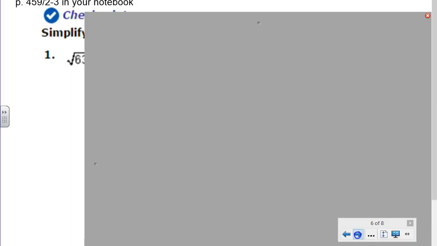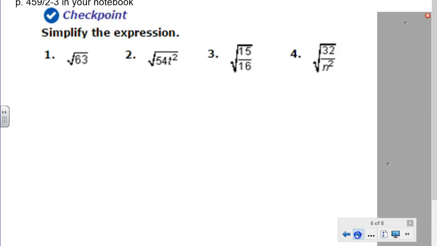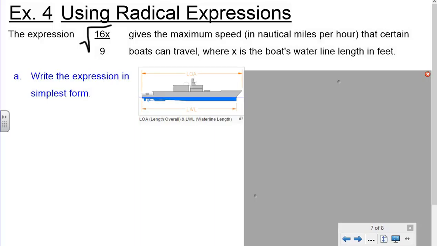Okay, so you're going to simplify the expression. These 4. 1, 2, 3. Oh, actually, I said 2 and 3 in your notebook. So go ahead and, all right, the expression, the square root of 16x over 9, gives the maximum speed in nautical miles per hour that a certain boat can travel, where x is the boat's waterline length in feet.